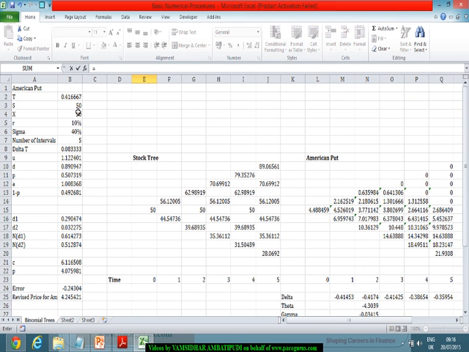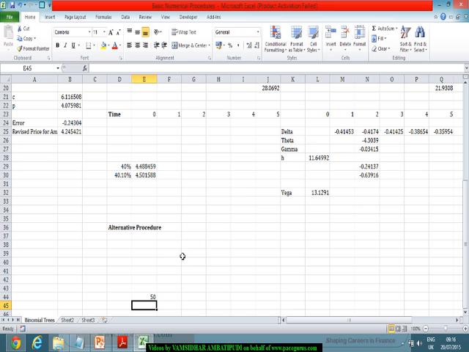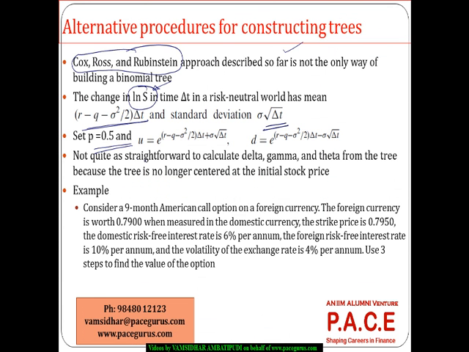Right, I am taking the same example just to demonstrate. We'll start with the stock price, but the only advantage here is it's always a 0.5 up and down. So I don't need to compute the P separately, 1 minus P separately. And the up movements will come in this way: e to the power r minus q minus sigma squared by 2 times delta t plus sigma square root of delta t.